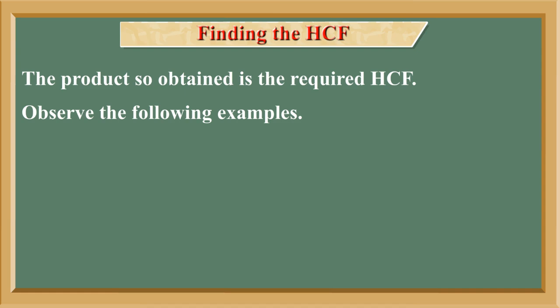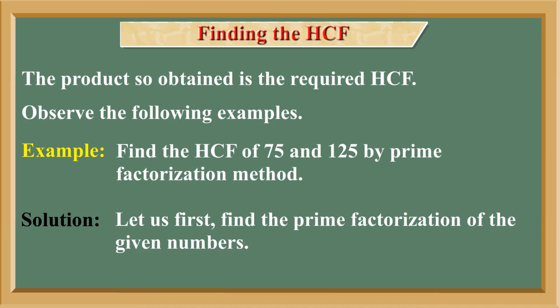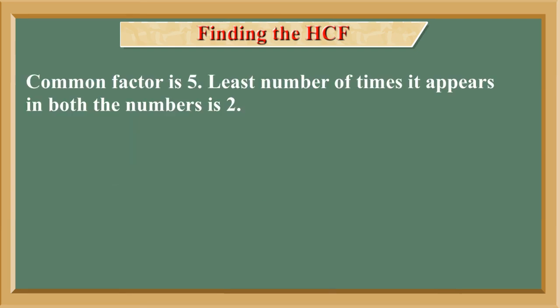Observe the following examples. Examples. Find the HCF of 75 and 125 by prime factorization method. Solution. Let us first find the prime factorization of the given number. Prime factorizations are 75 is equal to 3 multiply 5 multiply 5. 125 is equal to 5 multiply 5 multiply 5. Common factor is 5. Least number of times it appears in both the numbers is 2. HCF of 75 and 125 is 5 multiply 5 is equal to 25.